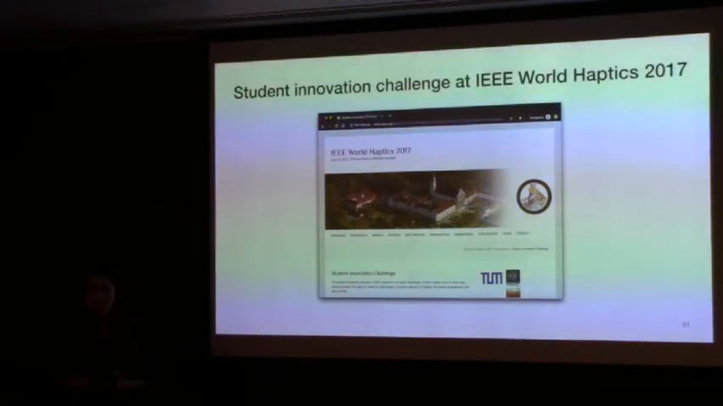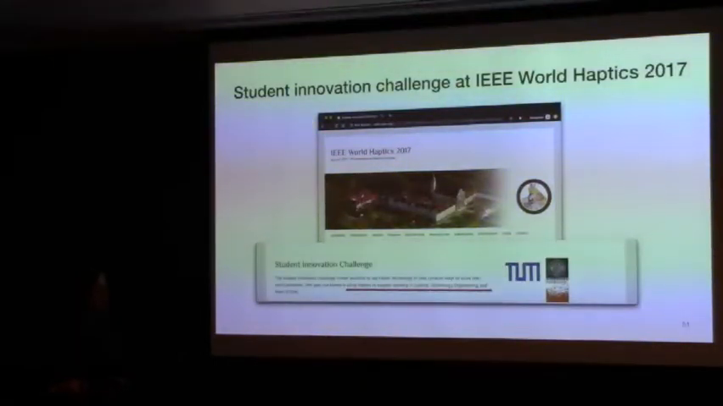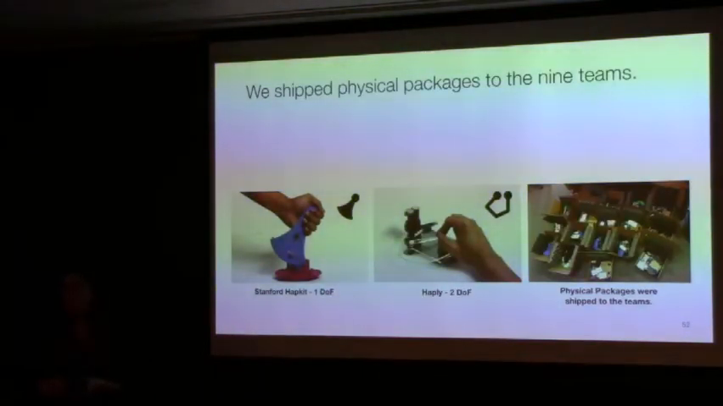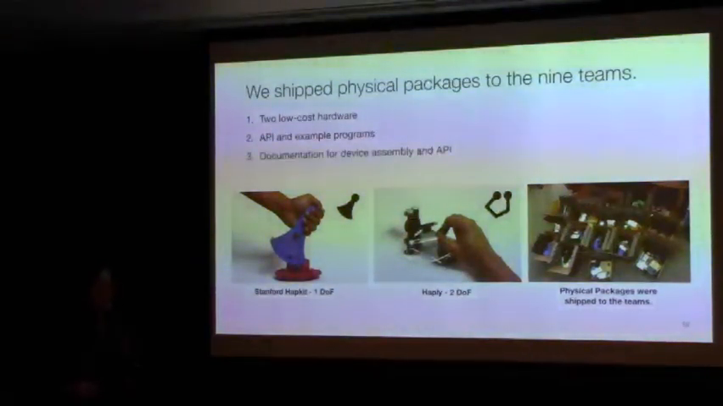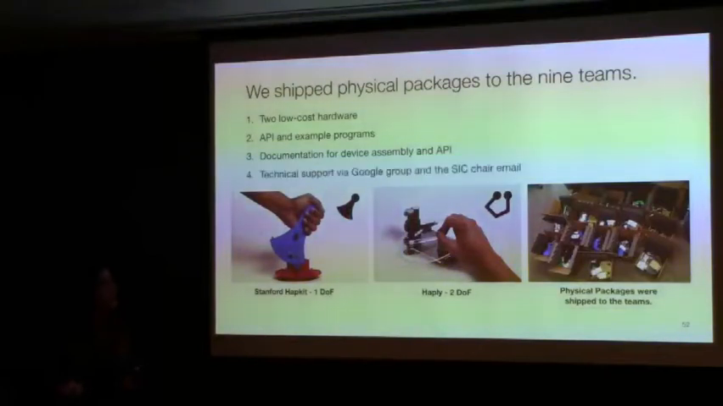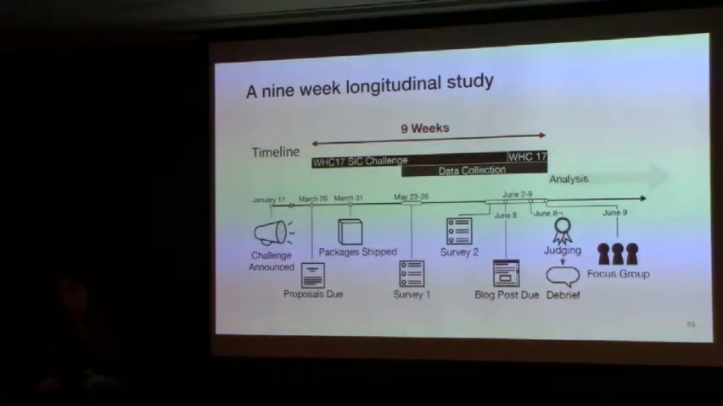So we ran a user study during the Student Innovation Challenge at IEEE World Haptics, and the topic of the challenge was using haptic hardware to support learning in science, technology, engineering, and math. So creating a multisensory application for STEM education. From the 13 teams who submitted a proposal, we selected 9 teams, and we sent them a physical package that included 2 low-cost hardware devices, an API for this hardware, documentation for assembling the hardware and using the API, and also we gave them technical support through a Google Group, and they could also contact us by email. Then they had 9 weeks to complete the challenge.